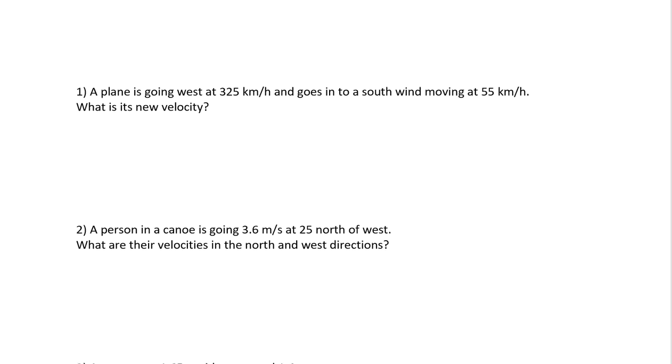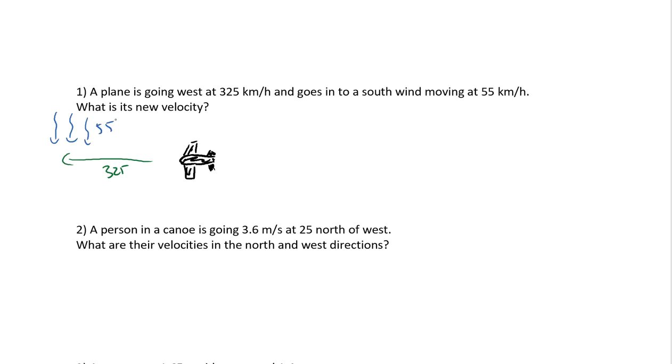So first things first, a really good idea is to actually sketch things out. So it says I got a plane going west. So I'm going to draw a plane. So plane, wing, there we go. All right, so there's my plane going west. And it tells me it's going west, which is to the left, at 325. And then it says there's a wind going south. So the wind would be sort of pushing it down. So if there's a wind coming along, so here's my wind, and the wind's going down at 55 kilometers an hour.